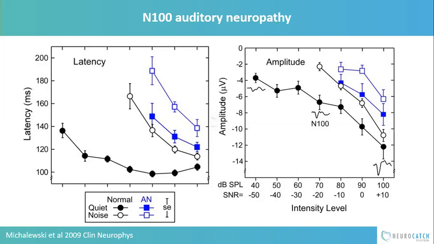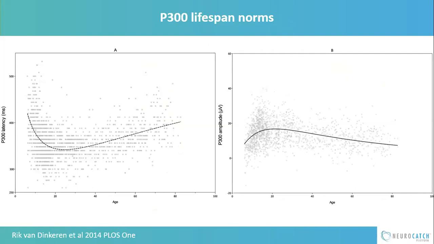I like that slide. I hope that captures effectively the way to think from a functional point of view of what changes in the N100 are really telling you. There are many other sort of nuances to it, but I think that captures the basic gist. Next slide, please. All right, so what about the P300?